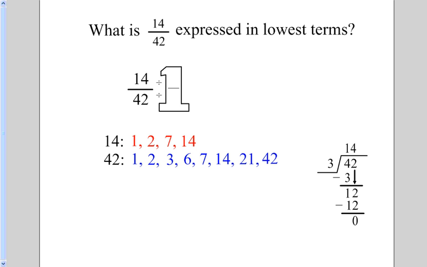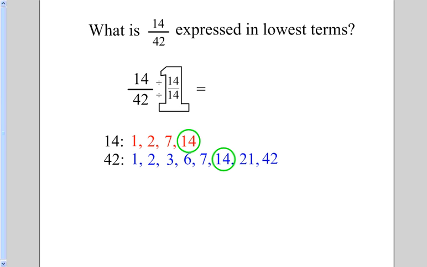Now, what are the factors that they have in common? Well, they have 1 and 2 and 7 and 14, which is the largest factor that they have in common. So we can take 14 and put it inside of the giant 1. 14 divided by 14 is going to be 1. And 42 divided by 14, we just learned as we divided, is going to be 3. So here is the answer to the question, what is 14/42 expressed in lowest terms? It's 1/3.